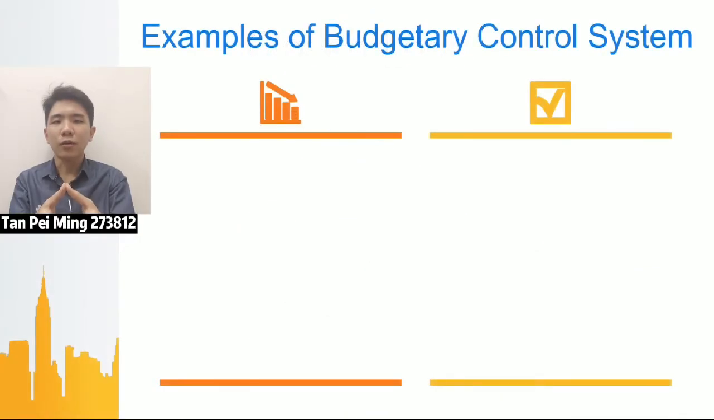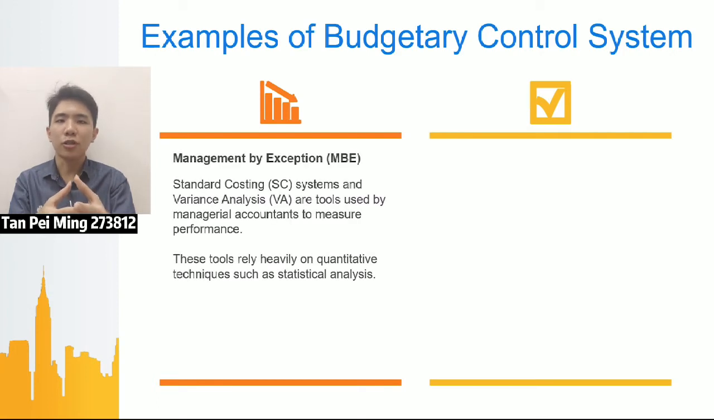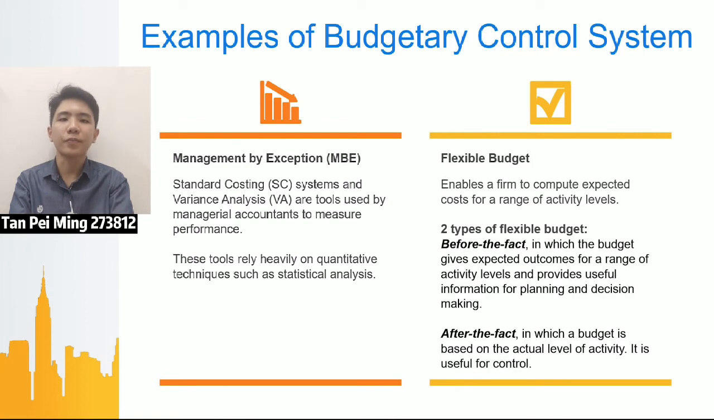Moving on to the examples of the budgetary control systems, one of them is the management by exception, which is the practice of examining the financial and operational results and only bringing issues to the attention of management if the result represents a substantial difference from the budgeted or expected amount. In other words, the managers only concentrate on the exceptional items and take corrective action on these exceptional items. Standard costing and variance analysis are the common tools that are used by the management to measure performance.